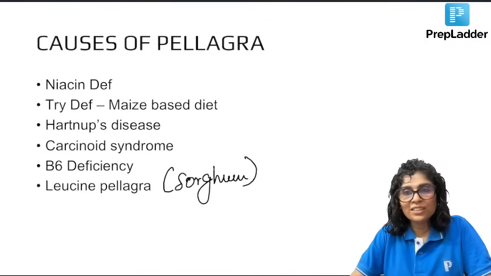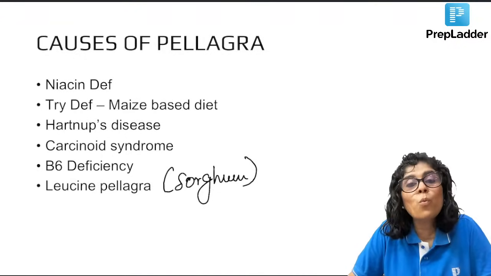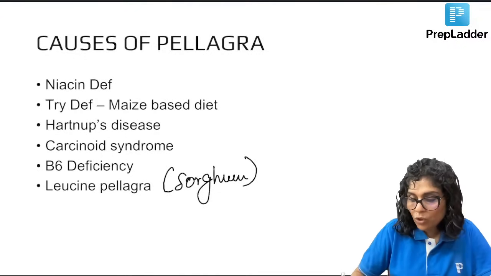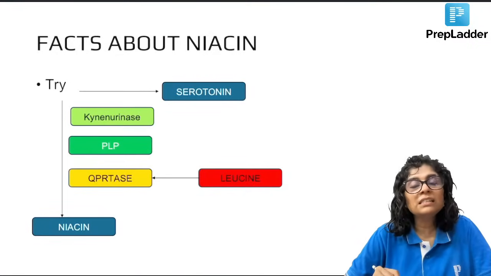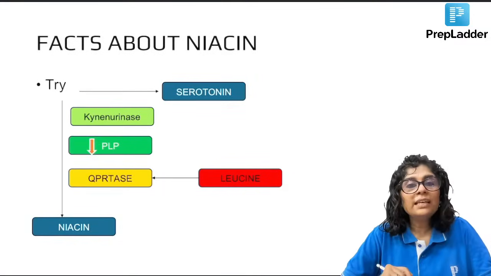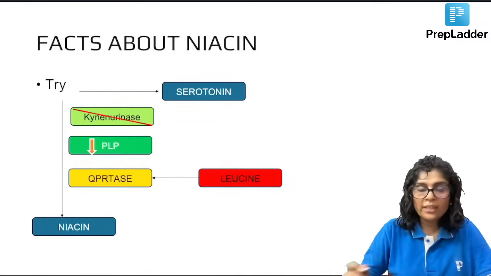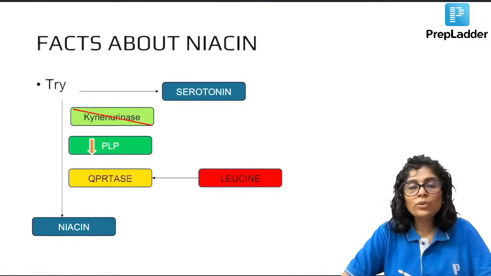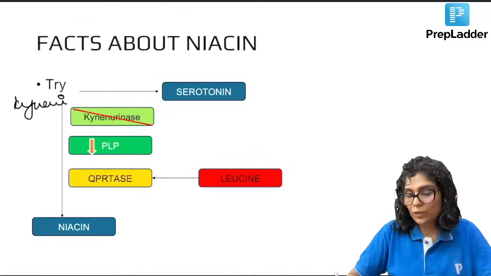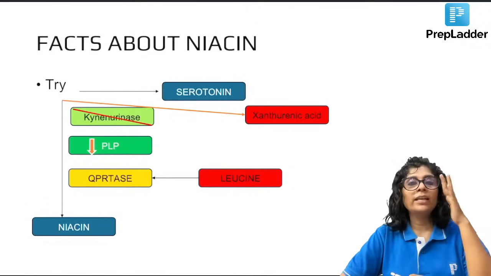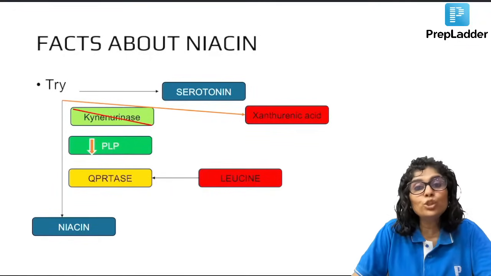Okay, along with this, I'm going to tell you one other high yield fact. All of you watch this. One more high yield fact is based on this slide. What happens whenever there is B6 deficiency? Whenever there is B6 deficiency, which enzyme is inactive? Kynurenase is inactive. When kynurenase is inactive, the precursor kynurenine gets converted to xanthurenic acid.